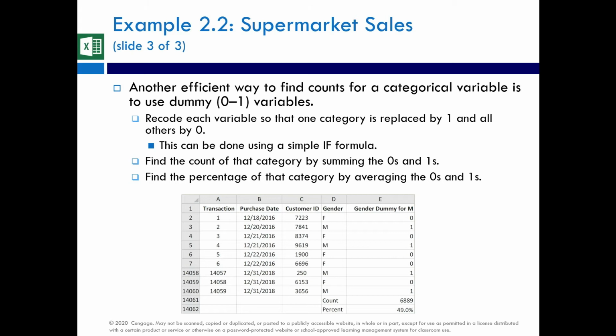Another efficient way to count for a category variable is to use dummy variables. Recode each variable so that the category is replaced by a 1 and a 0. This can be done using the simple IF formula. Find the count of the category 1 and 0. If the percentage is that, change it.